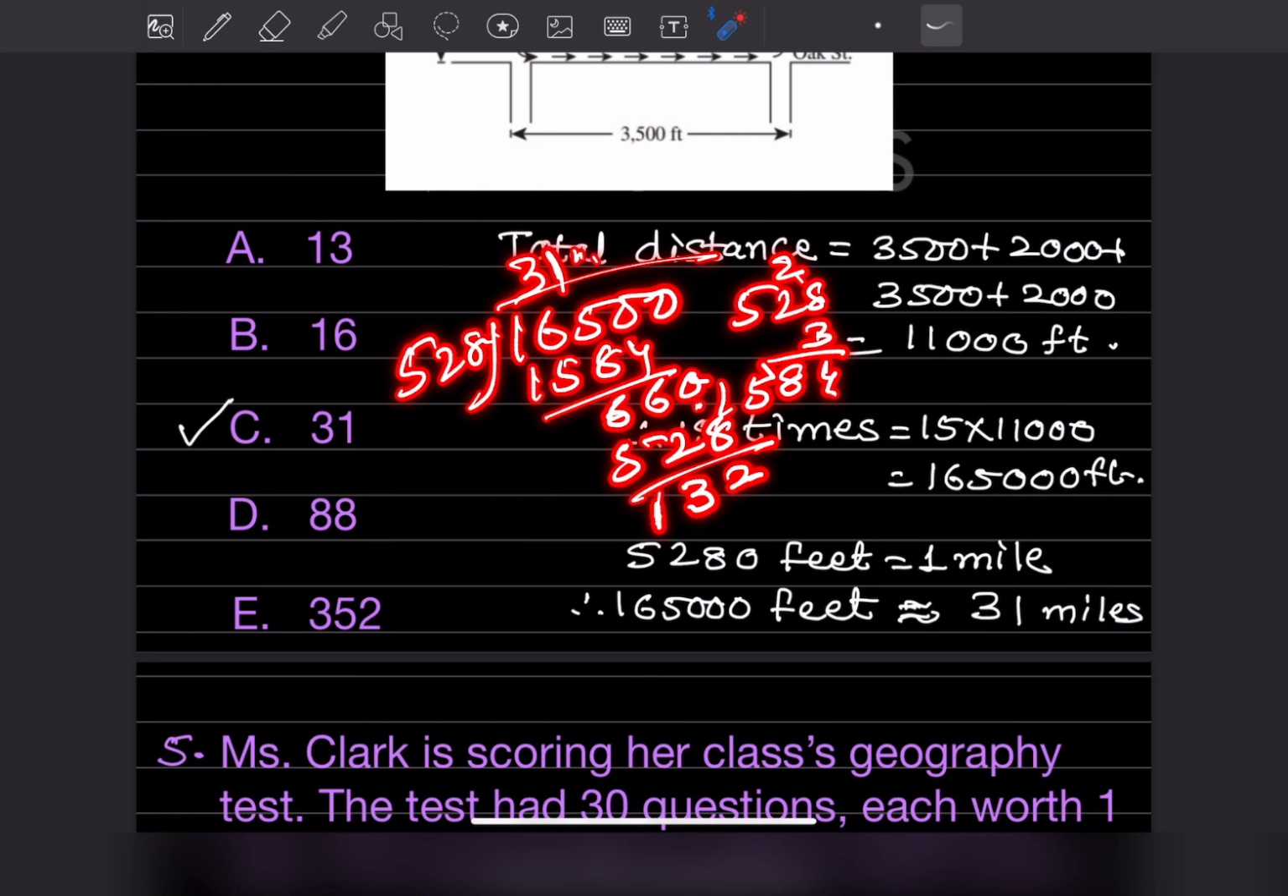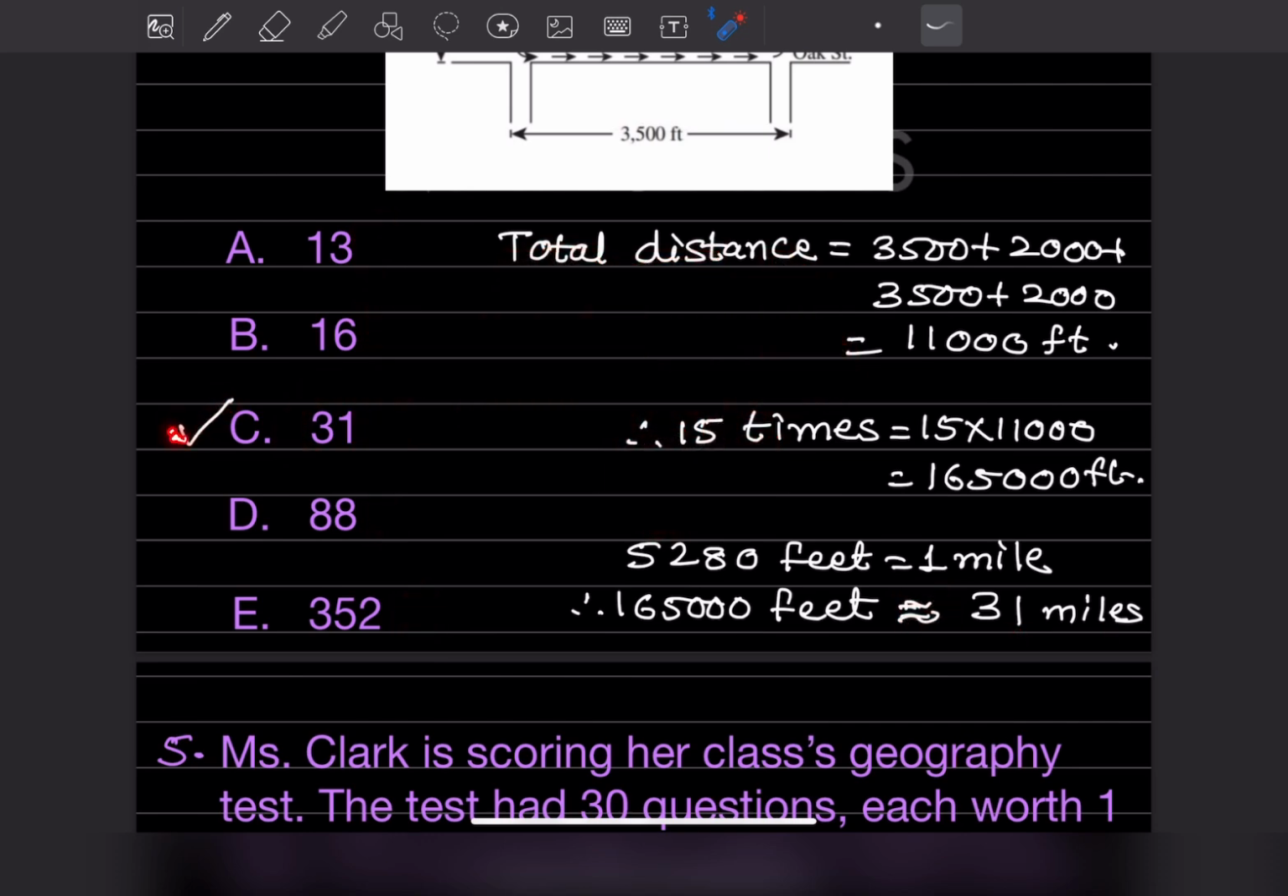After that, you will be getting something in decimal, but that number is not available. The option is not given over here. So we can say approximately 31, because this is 16, this is 13, so these are not possible. This 88 is too far, this also too far. So the only option we can write here is 31. So I have written here approximately 31 miles.